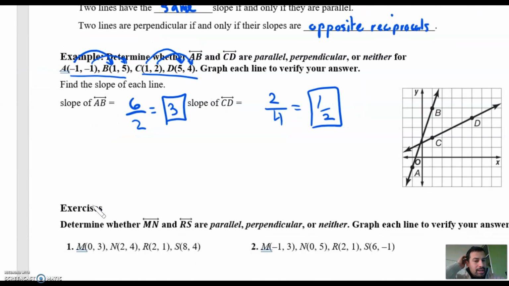Okay, and then now it's saying, how do they relate? Are they parallel, perpendicular, or neither? So remember, parallel, they have the same slope. Perpendicular has opposite reciprocals. These are not the same, nor are they opposite reciprocals. So the relationship is neither here.